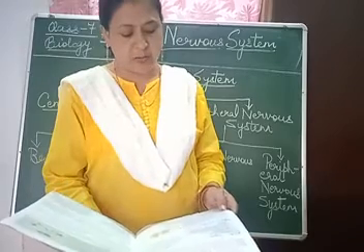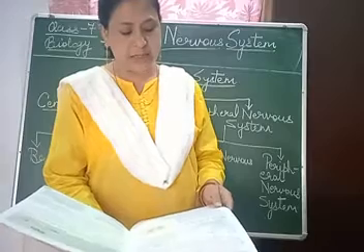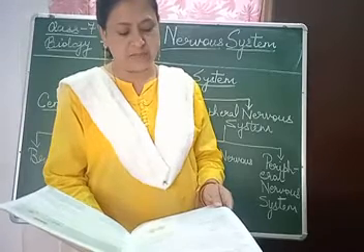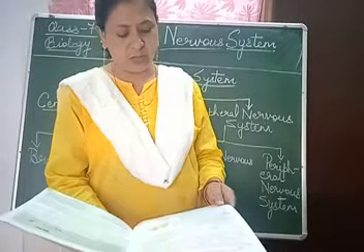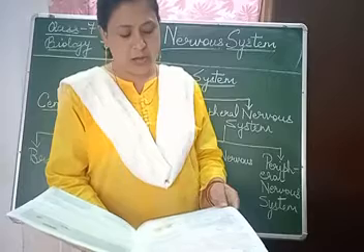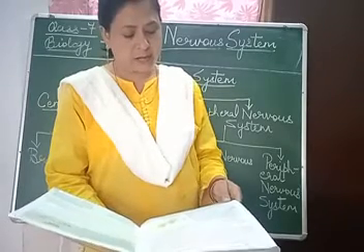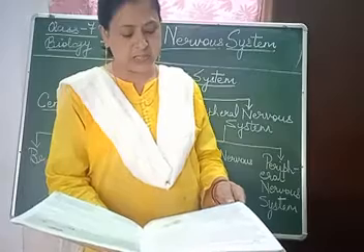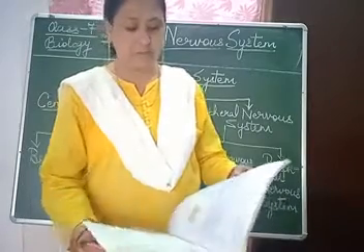Functions of spinal cord. The main functions of the spinal cord are as follows. It acts as a main center of reflex action. It relays messages from the brain to the motor nerves controlling muscles in the rest of the body and also from the sensory nerves to the brain. It relays all signals transmitted between the brain and the peripheral nervous system.